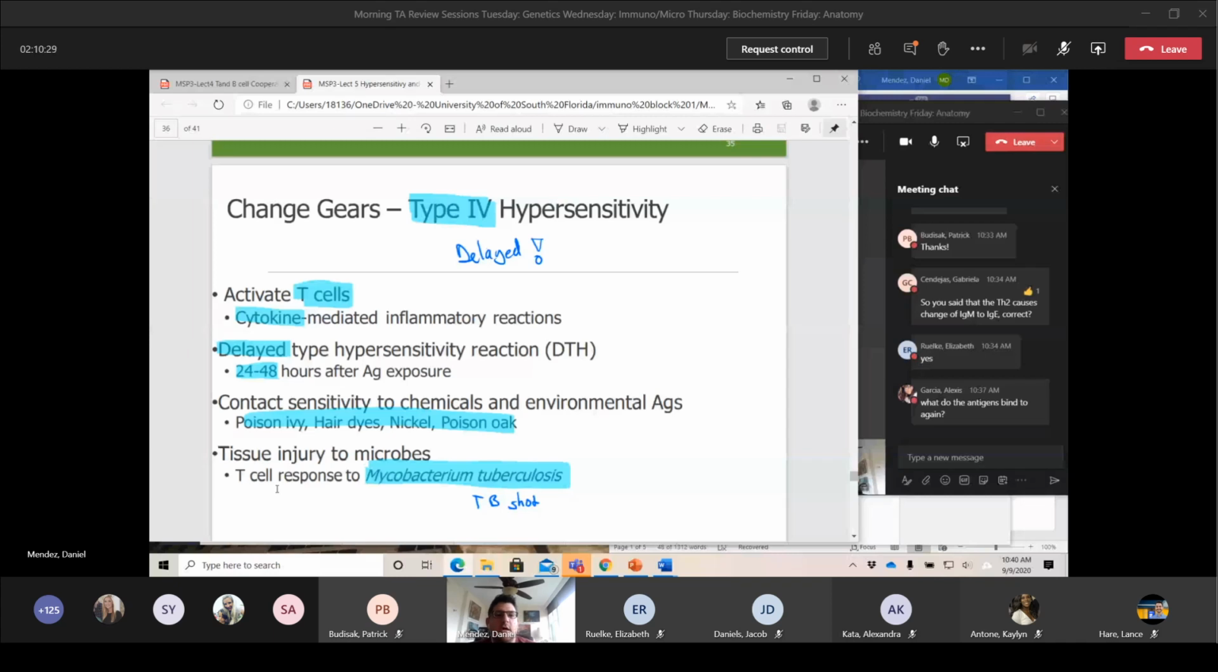And then there's the T-cell response to Mycobacterium tuberculosis, so your TB shot. She has a picture of that later on. That will actually give you a result. If you have a huge, serious reaction, that means you've already been exposed to Mycobacterium tuberculosis and you can't really get the shot again. Someone asked that while we were in lecture. It's important to note that the TB shot is an example of type 4 hypersensitivity.